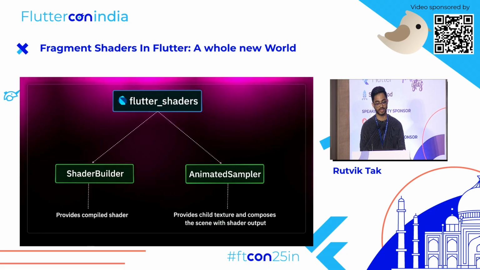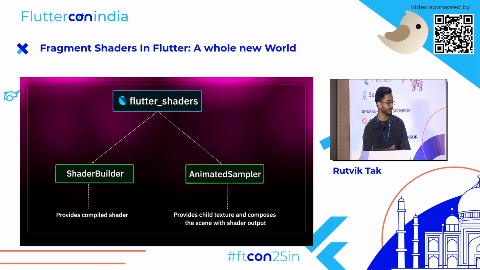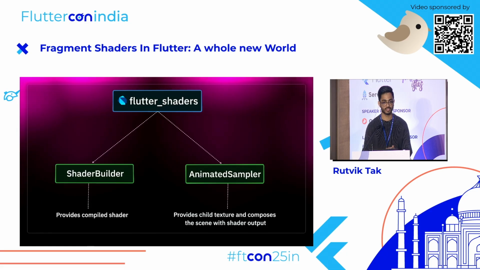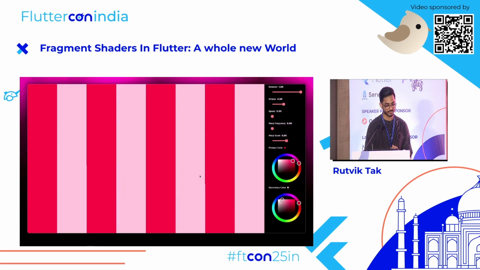And then this animated sampler, this is something that's optional, if you want to use it. It basically gives you the child texture of a widget, and you can send that image to the shader as input to kind of manipulate the image, in video filters or image filters. So we'll take a look at those two things in a bit.